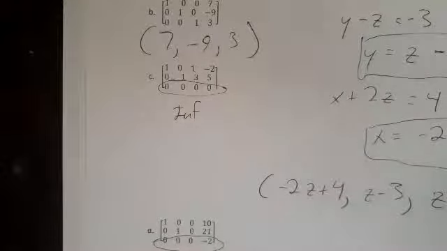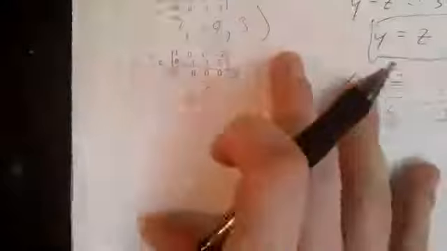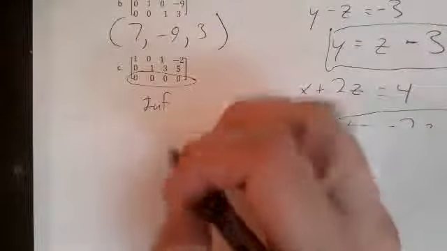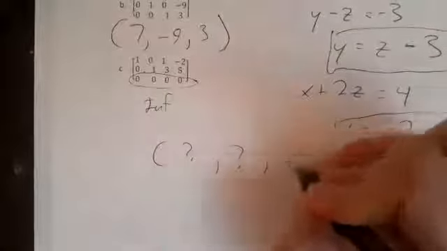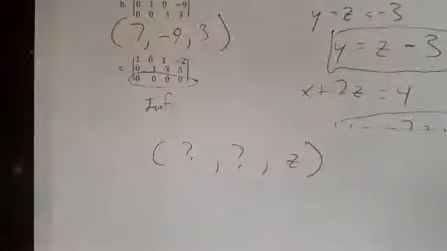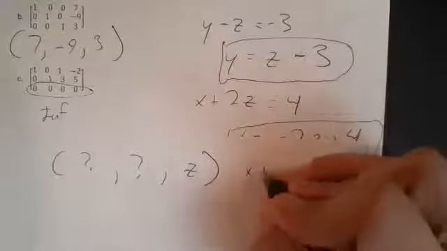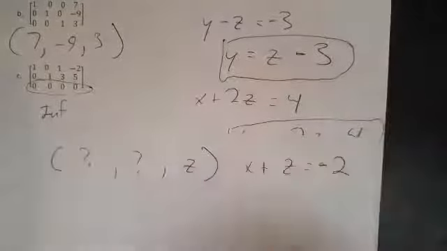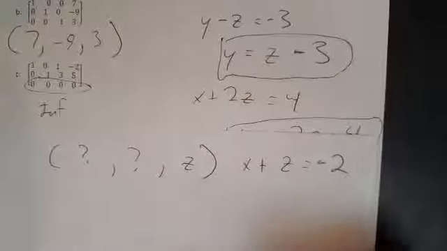Let me grab this. So I know it's infinite solutions. Now I'm going to write an equation of a line. I know it's going to be x. I know it's going to be y. And I know my z is my z. And so now I want to look at those other equations. I have something that looks like x plus z equals -2. And I have another equation that looks like y plus 3z equals 5.